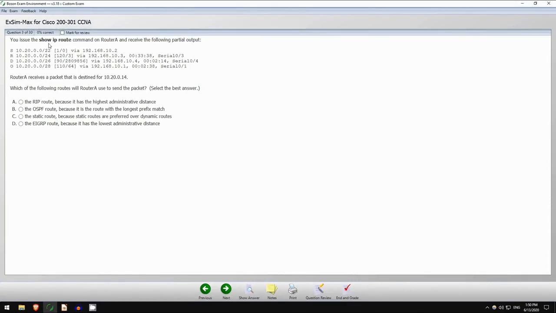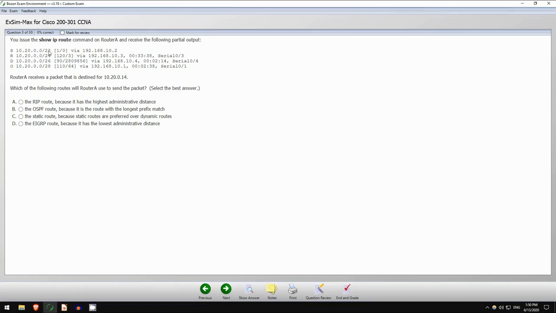You issue the show IP route command on router A and receive the following partial output. So we are shown 4 routes, S, R, D, O. S is a static route, R is learned via RIP, D is learned via EIGRP, that's right, it's D, not E, and O is OSPF. So they are to 4 different destinations. All of them begin 10.20.0.0, but they have different prefix lengths, so these all count as different destinations.